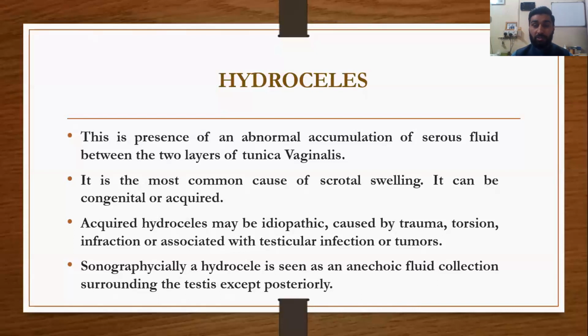It's the most common cause of scrotal swelling. It can be congenital or acquired. The acquired hydroceles may be idiopathic, caused by trauma, torsion, infarction, or associated with testicular infection or tumors. Sonographically, a hydrocele is seen as an anechoic fluid collection surrounding the testes, except posteriorly. Why? Because the tunica vaginalis is absent posteriorly. That is why the fluid posteriorly will not be visible or will not be there.